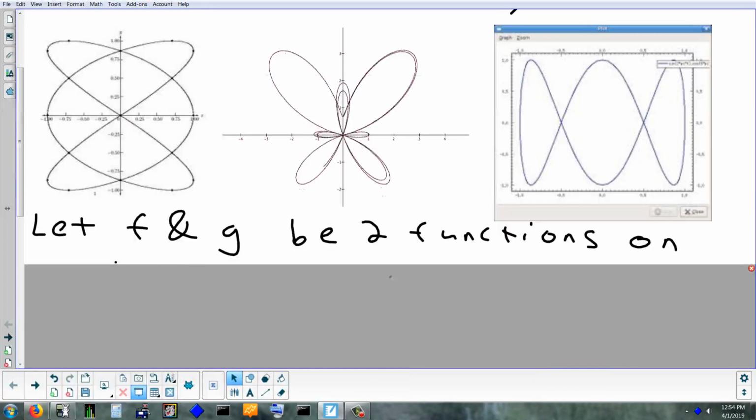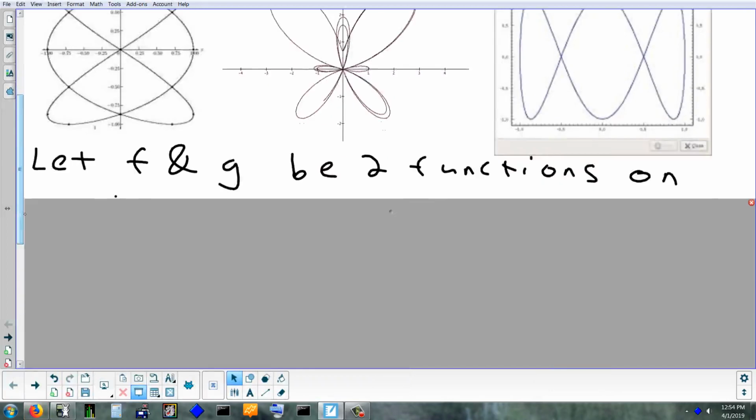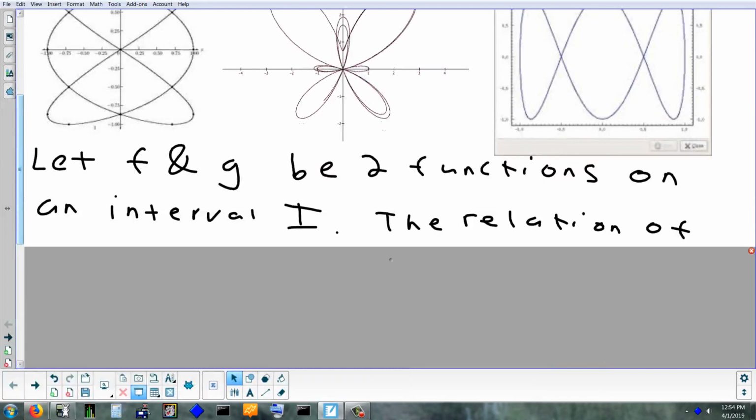So let's take a look. You can call the two functions whatever you want. Function f and g, h and i, you can give them any names you want. But the idea is you're going to be given two functions, and the functions are going to be defined on what's called an interval. So an interval, basically, we'll get into it a little bit more, but it tells you what numbers you're allowed to plug in.